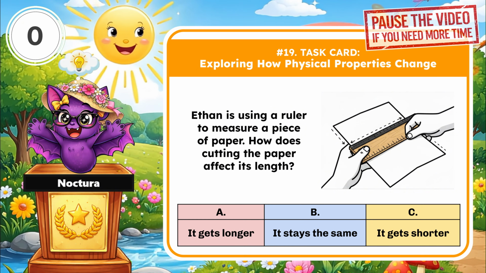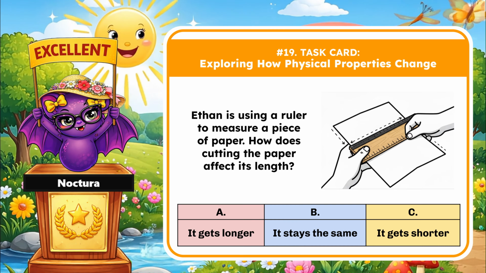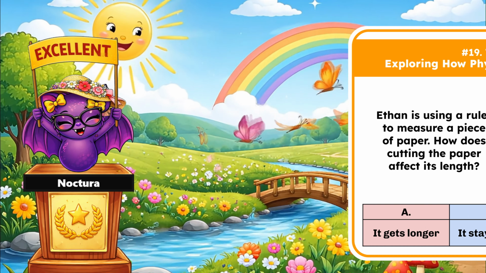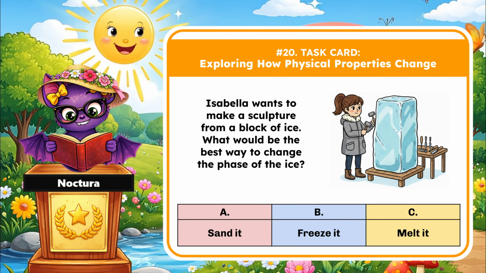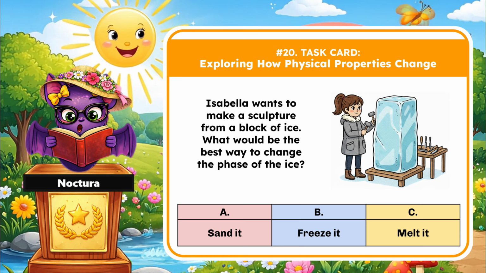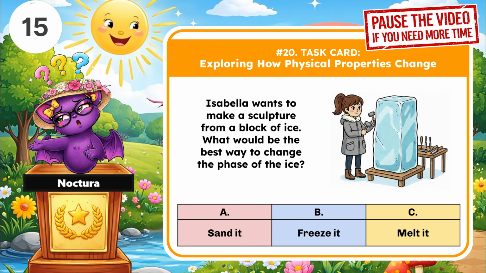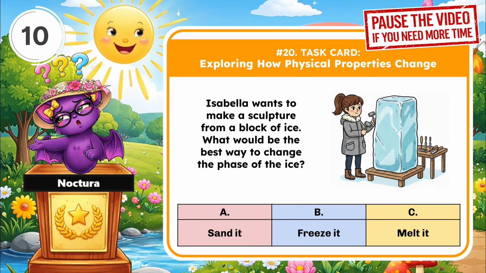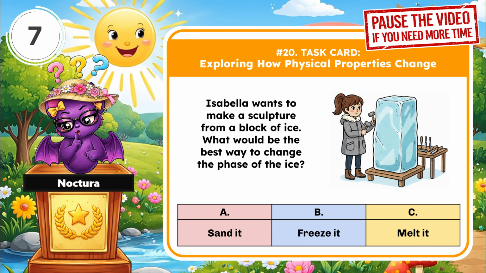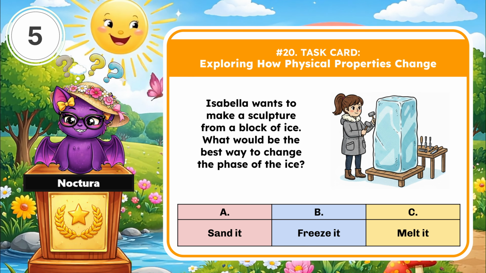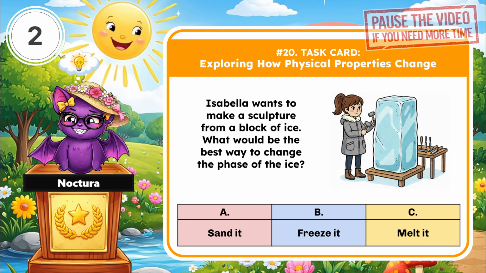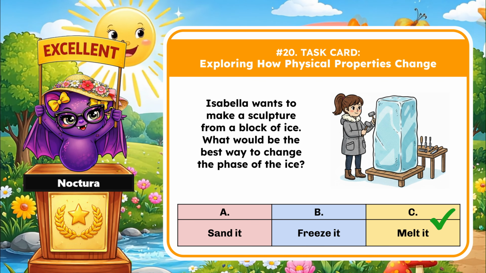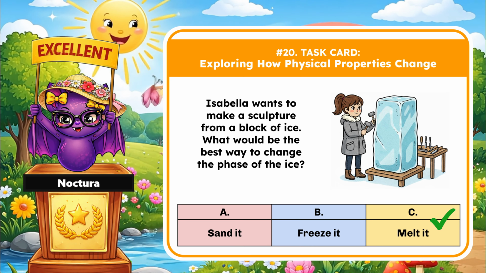And the correct answer is letter C. It gets shorter. Isabella wants to make a sculpture from a block of ice. What would be the best way to change the phase of the ice? And the correct answer is letter C. Melt it.